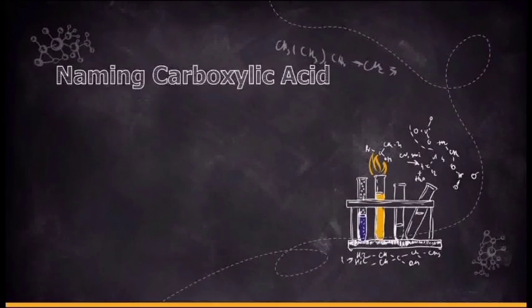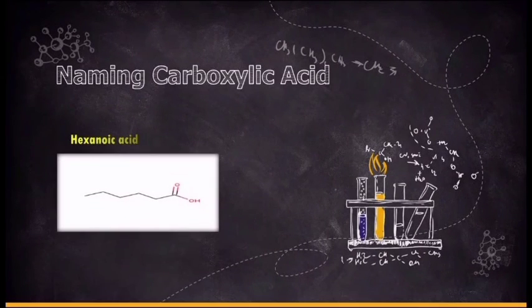Example of naming carboxylic acid. So for this structure, the first thing you're gonna do is to count the longest chain. So we have a total of 6 carbons. 6 carbons is associated with the name hexane, but instead of calling it hexane, it is going to be called hexanoic acid.